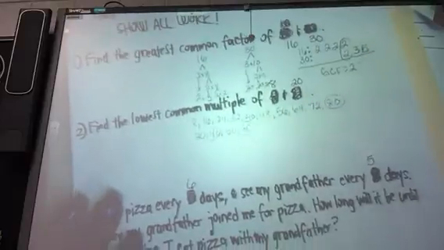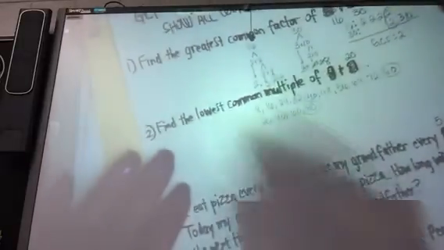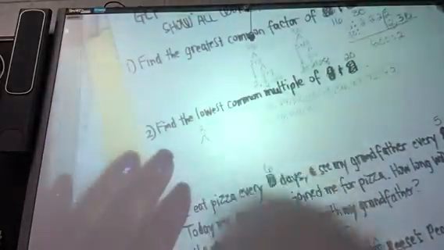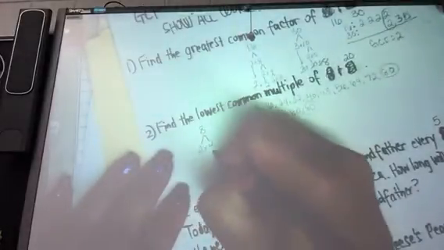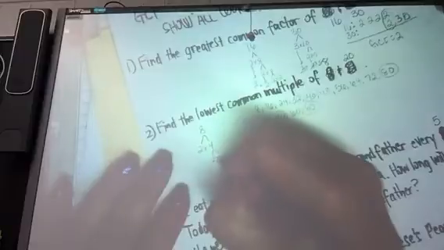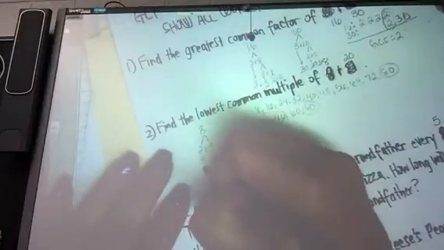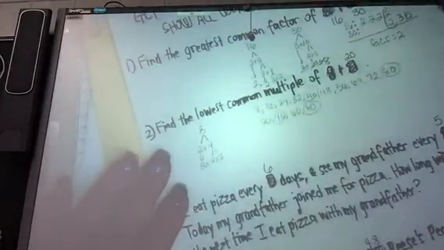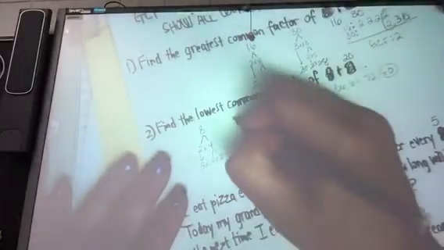Now, if you don't like that method, go back to that tree method. All right, so you have 8, break it down into 2 times 4, and that breaks down again into 2 times 2. So you have 2 times 2 times 2. Then do the same thing with your 20.